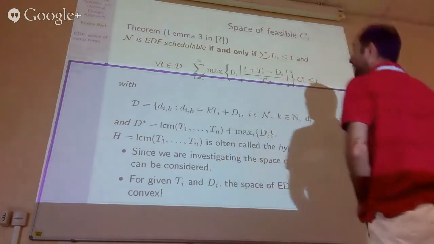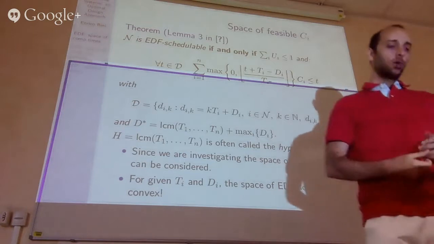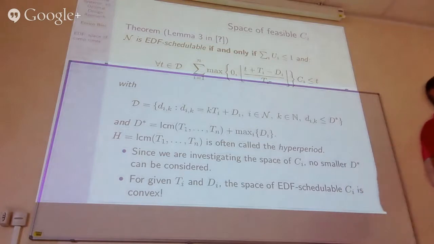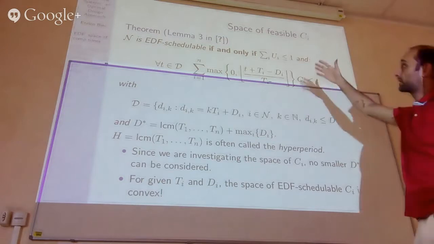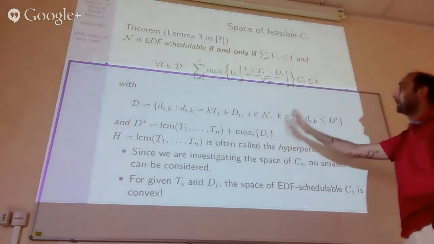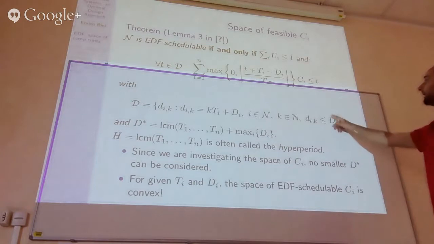So again, we are with this condition, and we are considering what is the space of feasible computation times. We assume that all periods and deadlines are known, and we wonder about the space of feasible computation times. So the condition is always the same: the task set is schedulable if and only if the demand bound function condition is true for t in a set of deadlines less than or equal to t star.